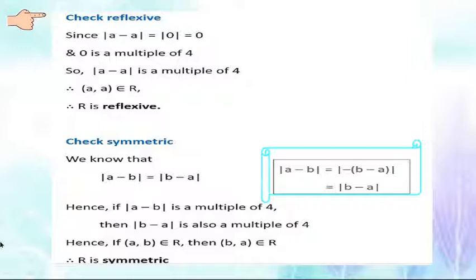Now let's check reflexive. Here we talk about the same number. So mod of A minus A is equal to mod of 0, which is equal to 0, and 0 is a multiple of 4. So it means all A belongs to R and it is reflexive.